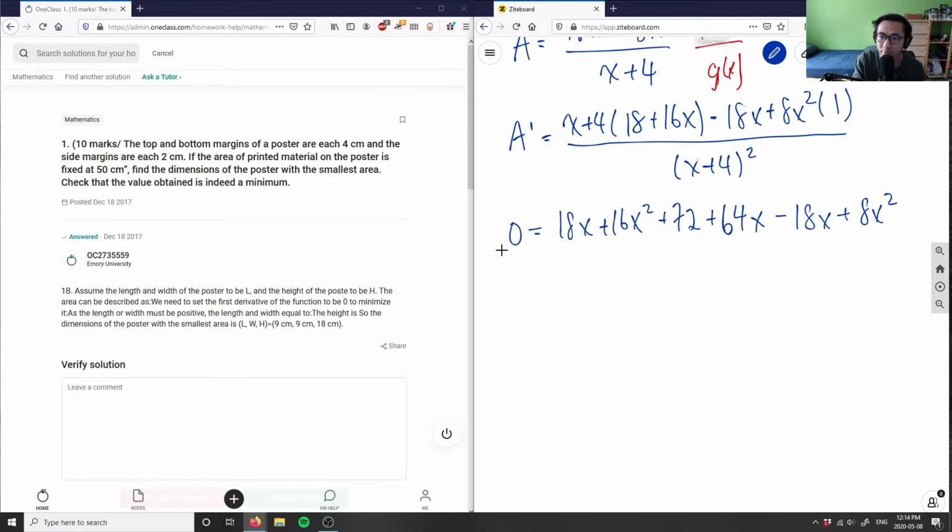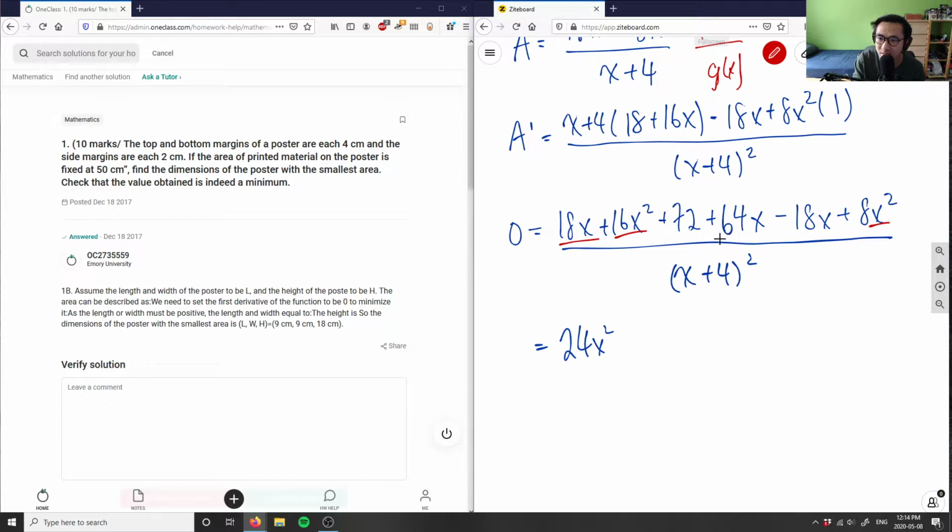This here is all over x plus 4 squared. So now I can collect some common terms here, right? So I have here 16x squared plus 8x squared. So I'm going to have 24x squared. I'll do this in blue. So 24x squared.